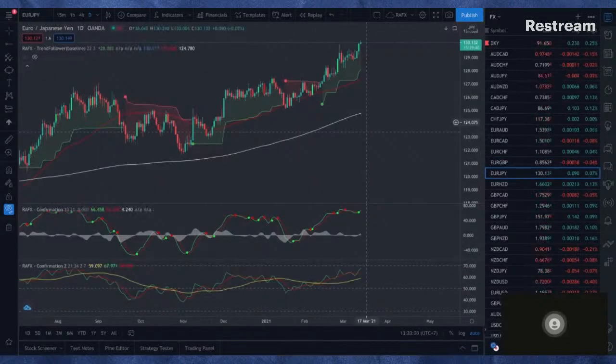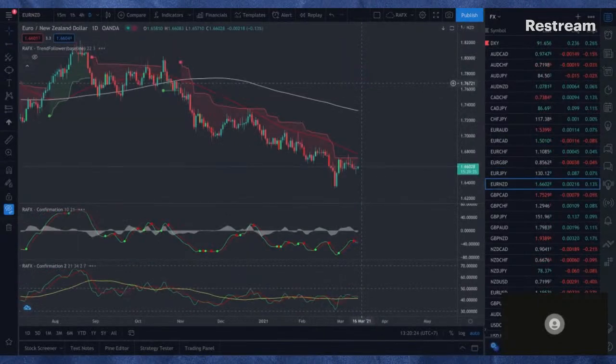Euro JPY, the same. It's still in an uptrend. The uptrend is still intact, but I will not enter into a trade because the price is too far from my baseline. So Euro NZD, it's still on the baseline, but I will still wait for a few days for this price to get closer to that baseline as well.